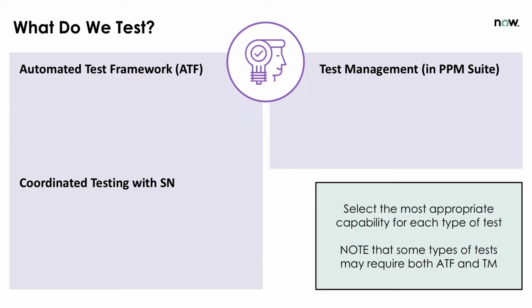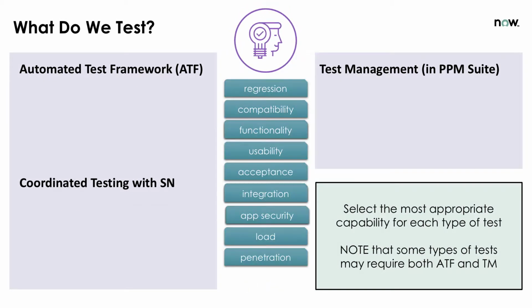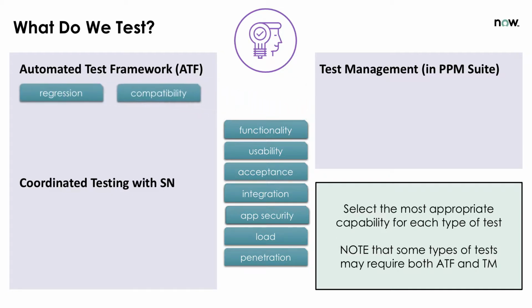And then we've got our sorting exercise. Had this before, hopefully it's a little bit more cleaned up. You'll be able to see the ones with shadows go for both. I couldn't get rid of that. So we want to select the most appropriate capability for each type of test. Some may be both. Regression testing, that's what ATF was built for. Compatibility testing, especially with different browsers. Again, here, ATF custom built for that type of stuff.